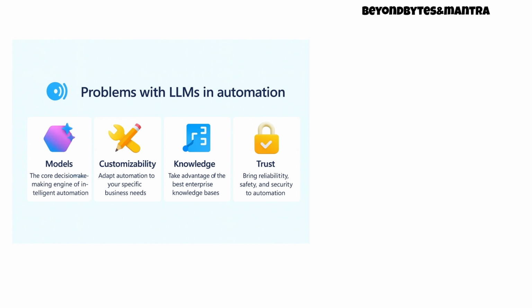While standalone LLMs are great for exploring question-answering chatbots, they struggle with certain aspects. These aspects are centered around models, customizability, knowledge, and trust. Customizability is adapting your solution to the business needs. Knowledge is about how your model is able to inference other information sources apart from what the LLM already has. And trust is bringing reliability, safety, and security to the automation.